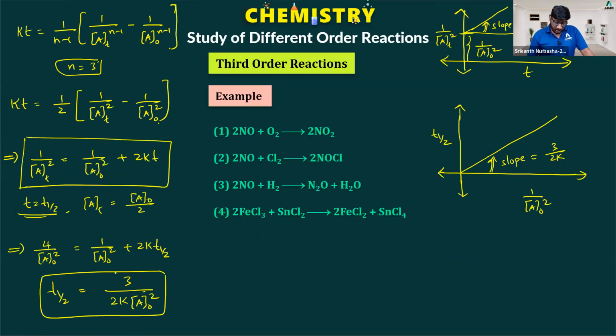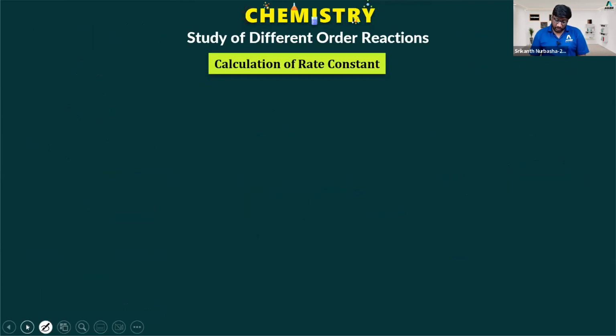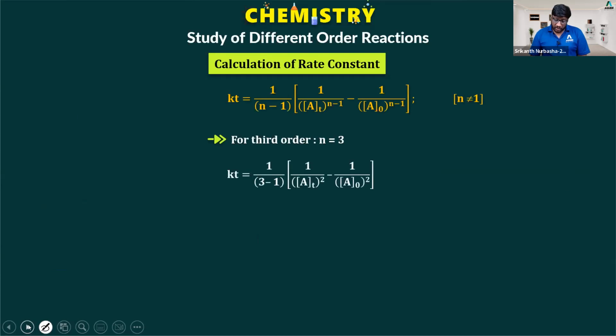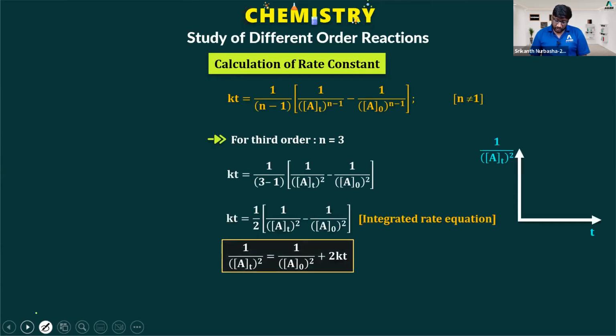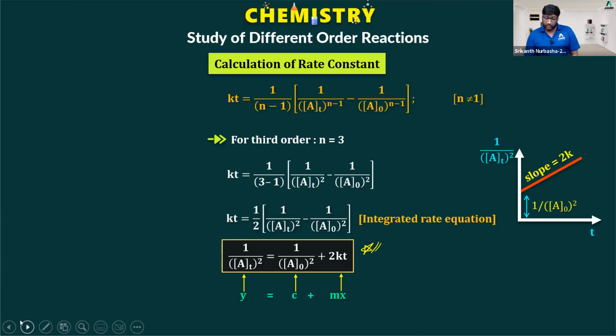Third order reaction: this is the rate equation, the integrated equation, and t half is 3 by 2k into initial concentration of A naught whole power 2. So the same expressions you will get. 1 by concentration of A at time t whole square is equal to 1 by A naught square plus 2kt. If you plot a graph of 1 by concentration of A at time t whole square versus time, you get a straight line with a slope of 2k and an intercept of 1 by A naught square.